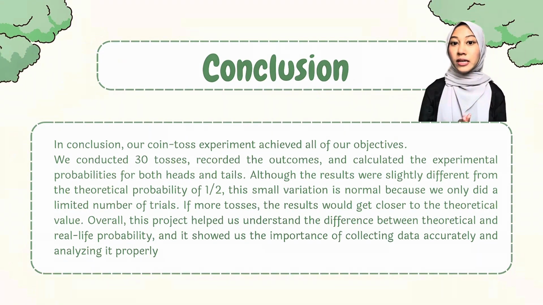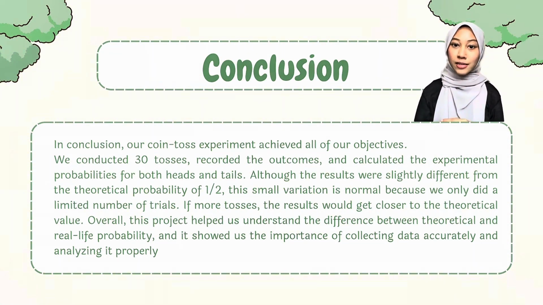In conclusion, our coin toss experiment achieved all our objectives. We conducted 30 tosses, recorded the outcome, and calculated the experimental probability for both head and tail. Although the result was slightly different from the theoretical probability of 1 over 2, this small variation is normal because we only did a limited number of trials. If we did more tosses, the result would get closer to the theoretical value.